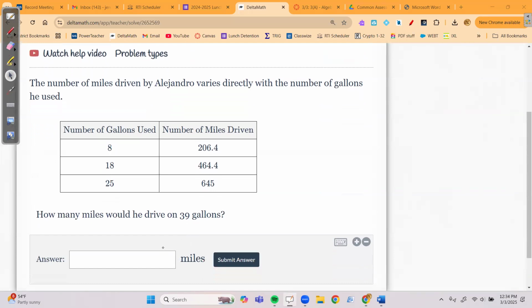So we know that we're working with a direct variation. The number of miles driven by Alejandro varies directly, so we have to work with the equation y equals kx. And you can use different variables, of course, by the way, too. So no problem at all. The number of miles driven varies directly.